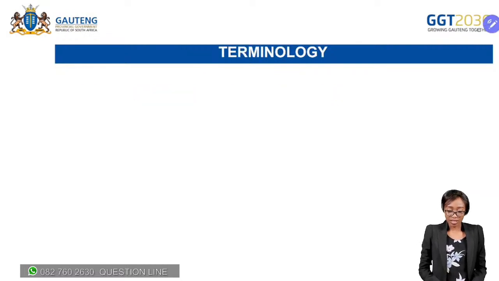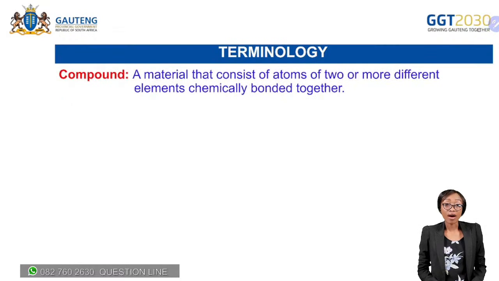Okay, now let's move on to terminology. These are the terms that we're going to be using throughout the lesson. So I feel it's best for us to learn what these mean so that it is easier for us to grasp the concept of today's lesson. The first term is compound. What is a compound? A compound is a material that consists of atoms of two or more different elements that are chemically bonded together. That is a compound.